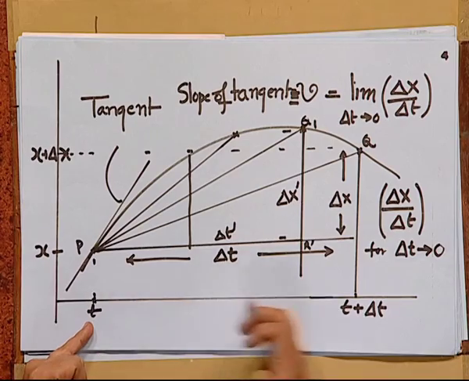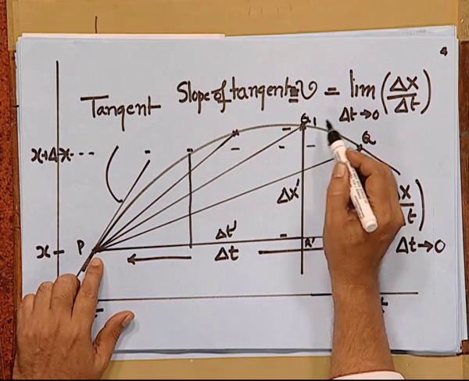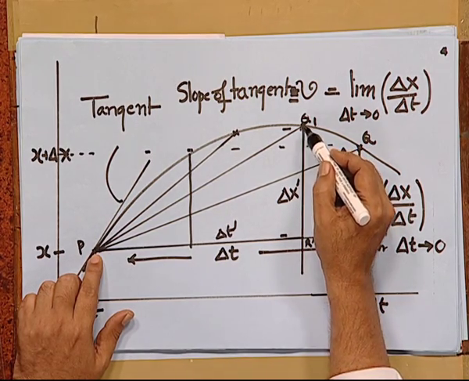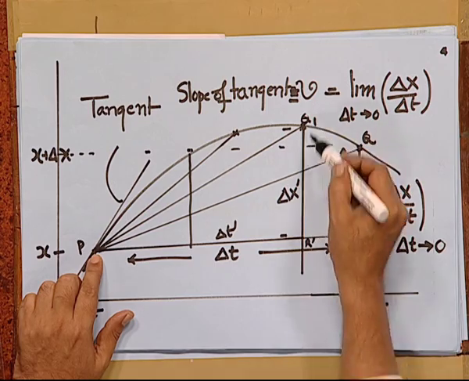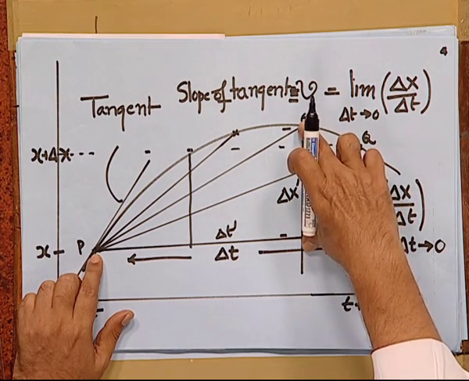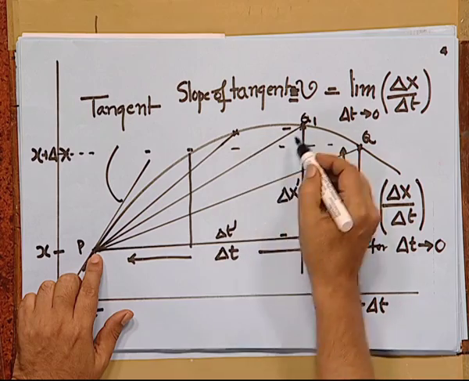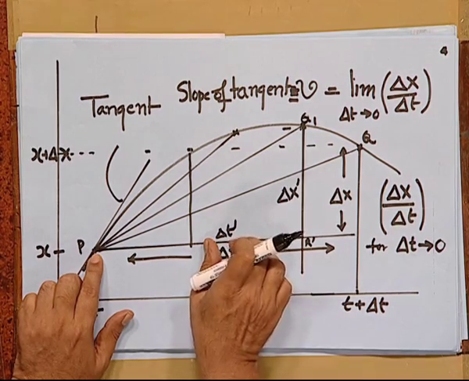Now, look what I am going to do is to reduce this time interval between t and t plus delta t. Consider an interval of time which is smaller than this. At that instant of time, the object is at Q dash. Join the line PQ dash and form the right angle triangle. Now, delta x dash is the height of this triangle and delta t dash is the base of this triangle, and the slope of the line PQ dash is delta x dash by delta t dash, which is the average velocity in that interval of time delta t dash.